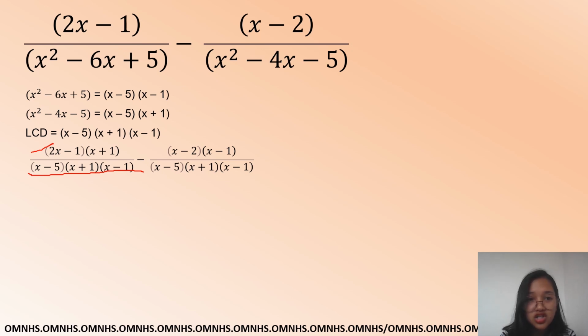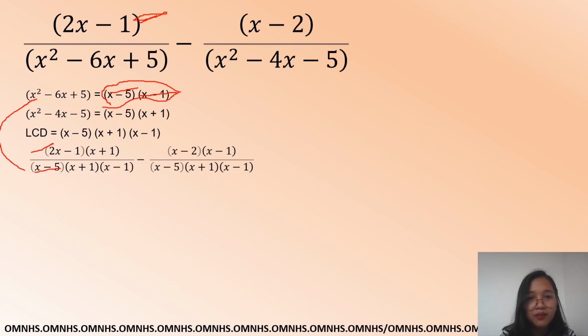We divide it by the x minus 5 times x minus 1 of the first expression. So, what remains is the x plus 1. So, we can cancel x minus 1 and x minus 5. So, what remains is the x plus 1. So, the x plus 1, we multiply it to the numerator 2x minus 1.